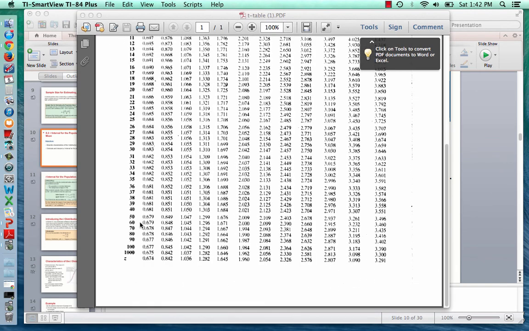One last thing. If you're on the table, notice how the degrees of freedom goes by ones until you get to 40, then it's by tens, and then it jumps from 100 to 1,000. If you're ever in between a degrees of freedom, so let's say your degrees of freedom was 64, you would always round down to the next lowest degrees of freedom. In this case, it would be 60. If your degrees of freedom was 69, you would have to go down to 60. If your degrees of freedom was 500, you'd have to go down to 100. Always go to the lower degrees of freedom if you're ever in between.